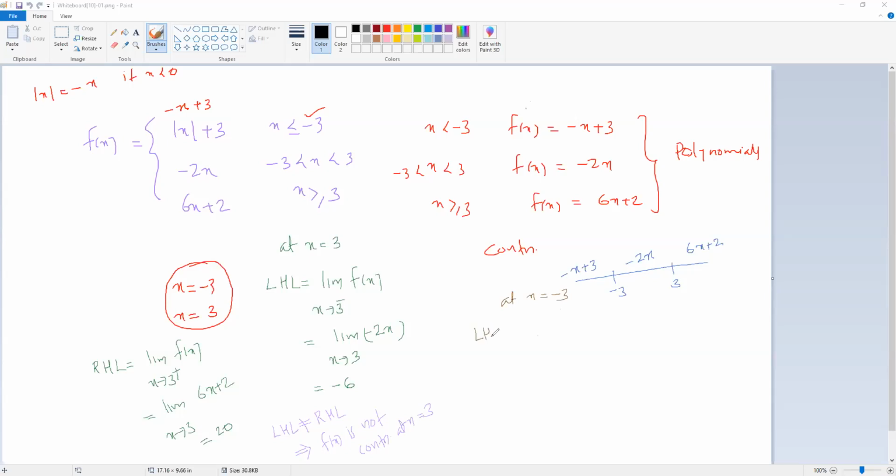So the left hand limit is equal to the limit of that function as you are approaching minus 3 minus, that means from the left side.